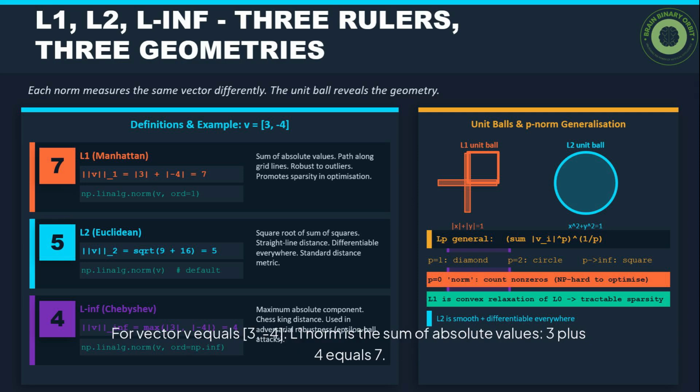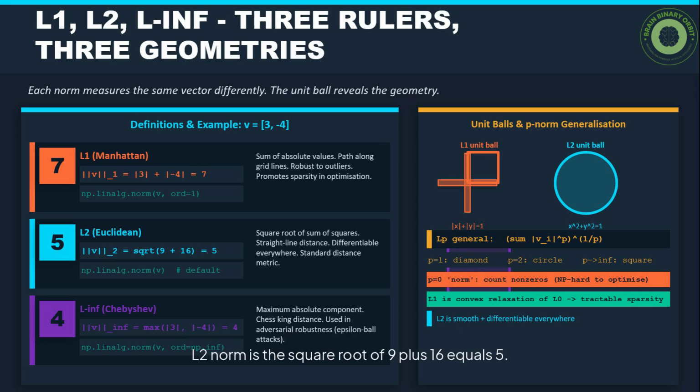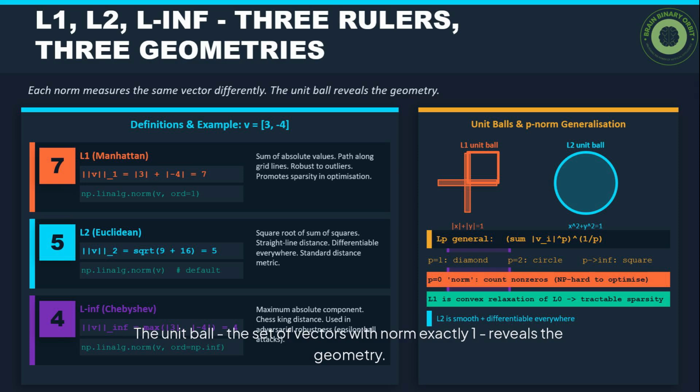For vector v equals 3, 4, the L1 norm is the sum of absolute values, 3 plus 4 equals 7. The L2 norm is the square root of 9 plus 16 equals 5. The L infinity norm is the maximum absolute value, 4. Different rulers, same vector. The unit ball, the set of vectors with norm exactly 1, reveals the geometry.